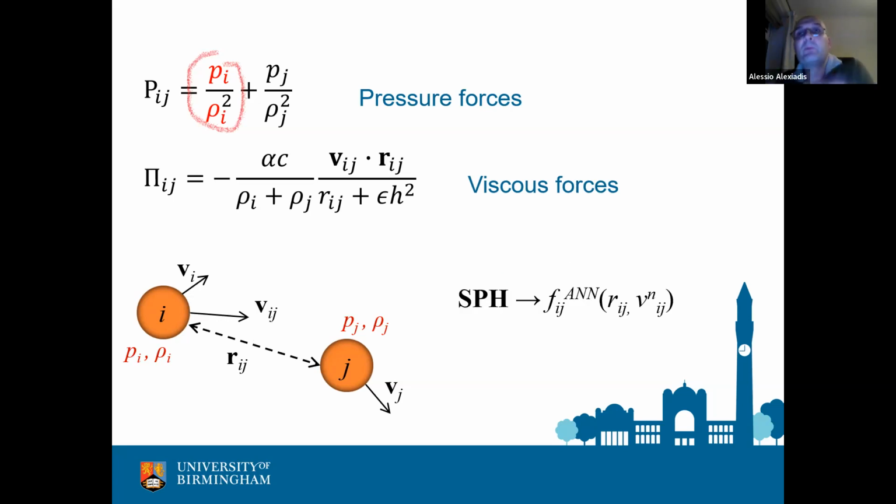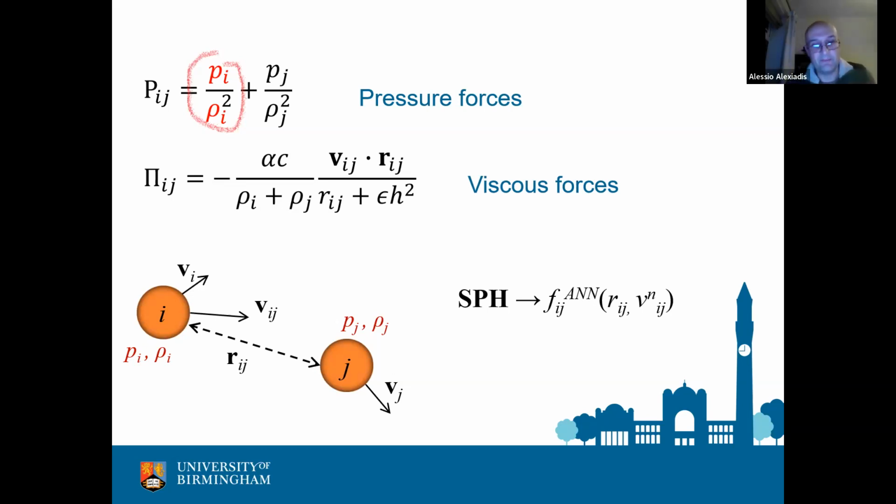The only input of the function of the network here are the positions and the velocities. The rest are things that are internal to the SPH case, but in principle we don't need that, because it's the way the SPH works to figure out the pressure and the viscous forces.